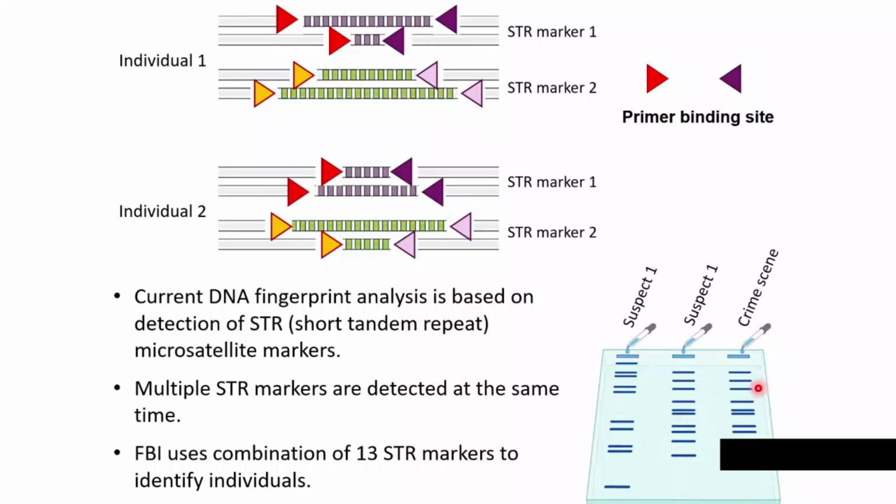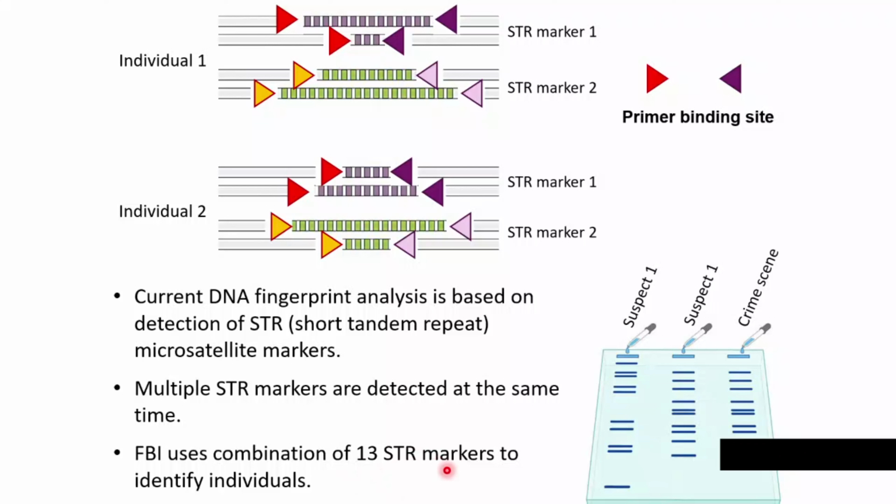And then you can compare it to the crime scene and see that suspect 1, actually none of them is, no, this is supposed to be suspect 2, okay? This is number 2. So these 2 are the same, so this one here is probably the criminal. Actually, it is the criminal because it's highly specific. And the FBI uses a combination of 13 short tandem repeats.